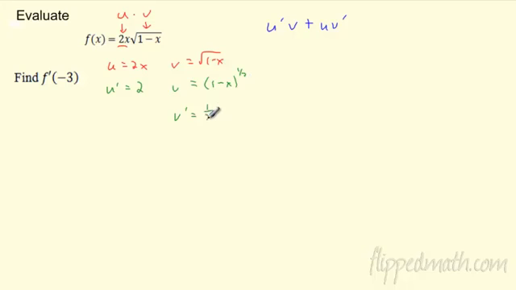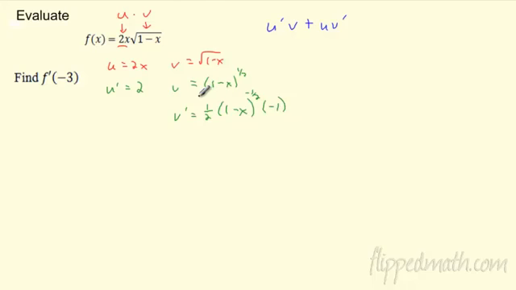I can bring the 1/2 in front, freeze the inside of the grouping symbol. 1/2 minus 1 is negative 1/2. And then don't forget to take the derivative inside the grouping symbol. So I froze it. What's the derivative of 1 minus x? Well, the minus x gives you a minus 1 when I take the derivative.